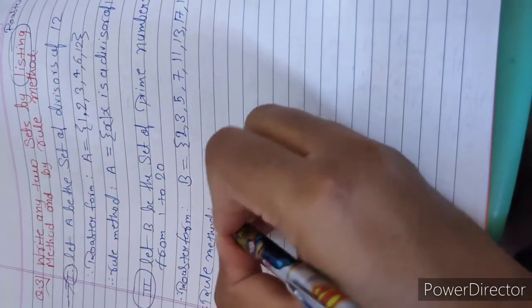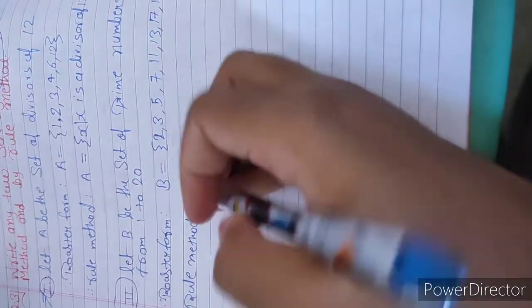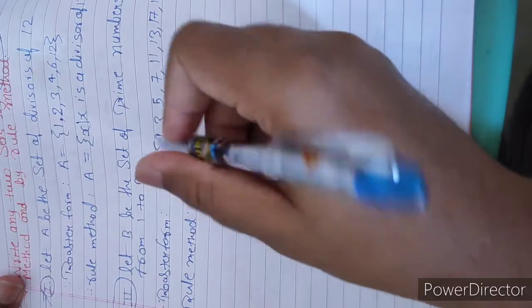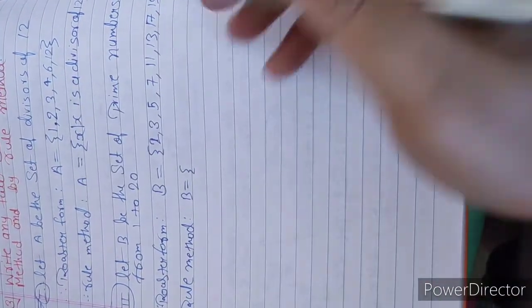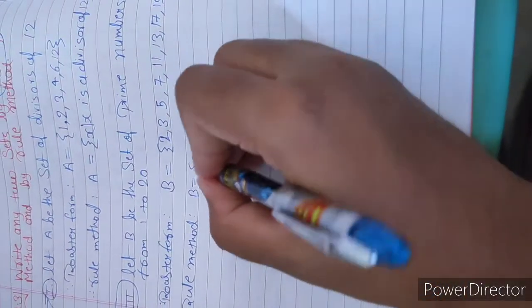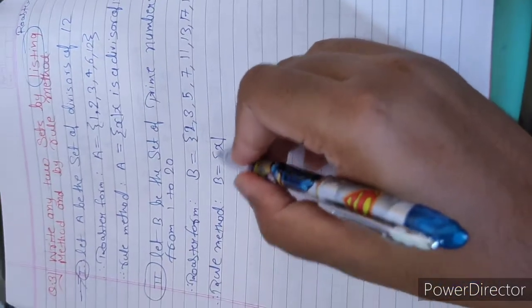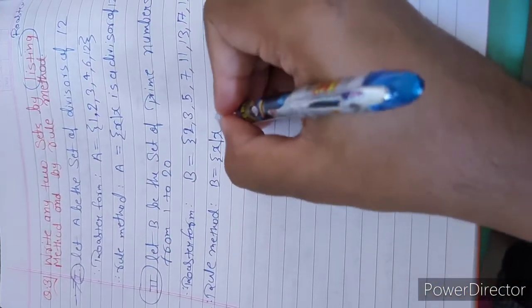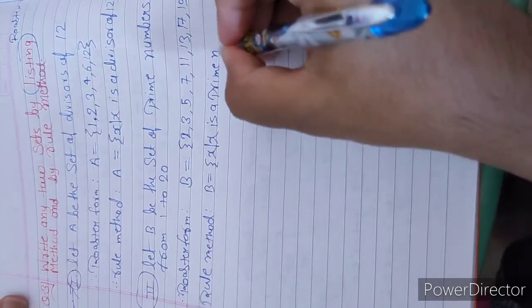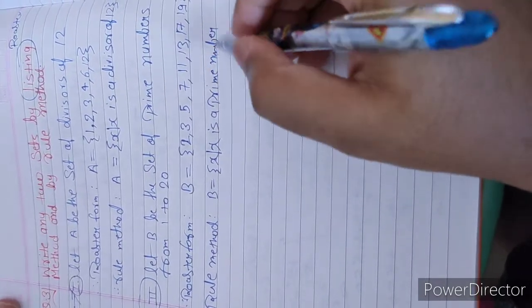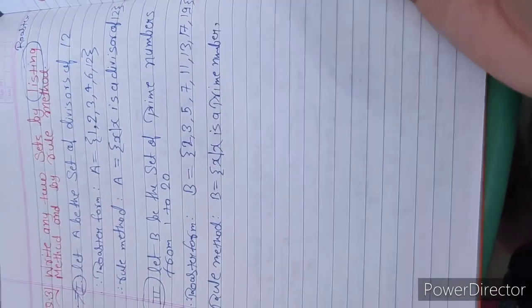Again we will consider a variable which will denote the prime numbers from 1 to 20. So now we are considering B is equal to B, the set of x. The standing line is read as "such that". B is the set of x such that x is a prime number. I wrote here prime number, but from where to where we have to discuss here.